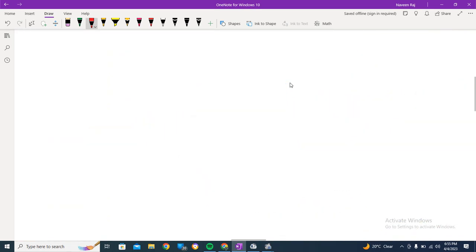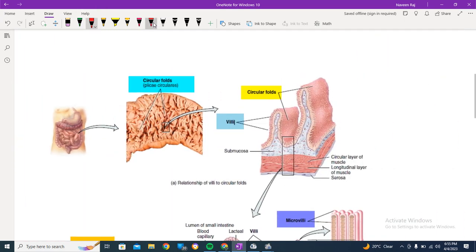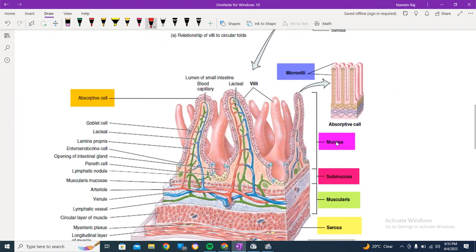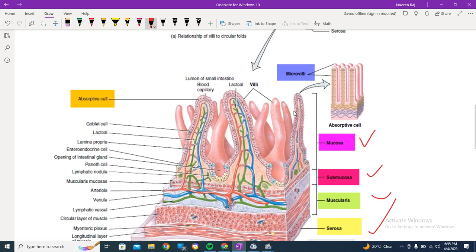Here we have got more details. This will make you more clear about it, probably. Here you can see that they have got different layers: mucosa, submucosa, muscularis externa, and serosa. Yes, these absorptive cells, or we can say these are villi. These are lacteals. Lacteals, I have told you, are present in the mucosa layer and submucosa layer.